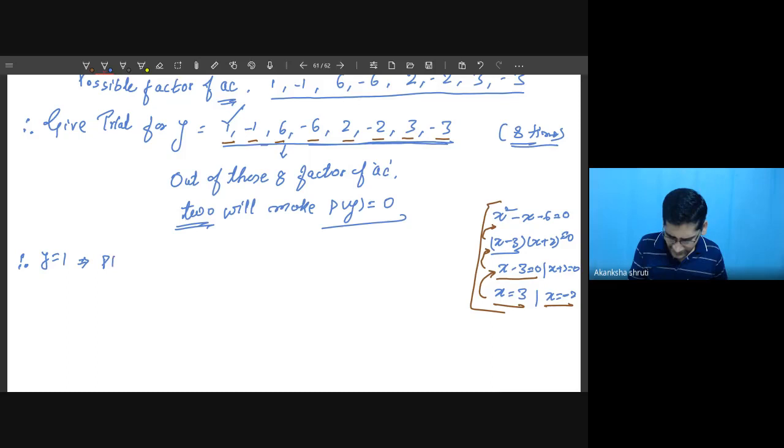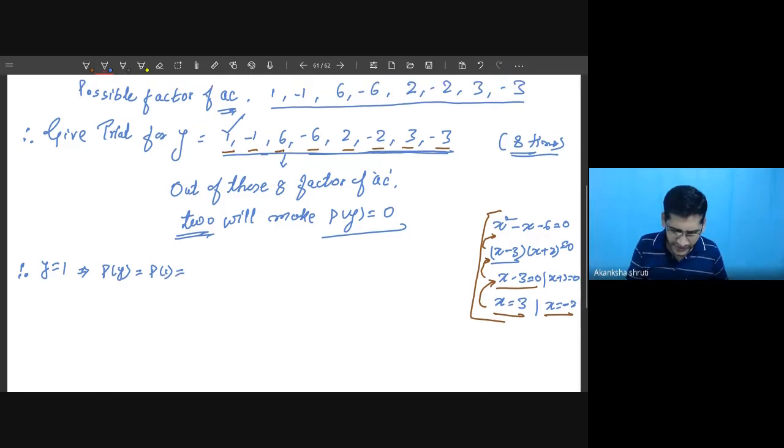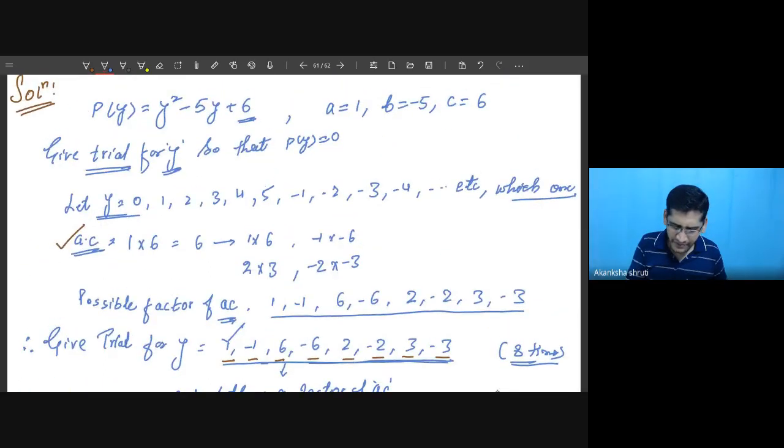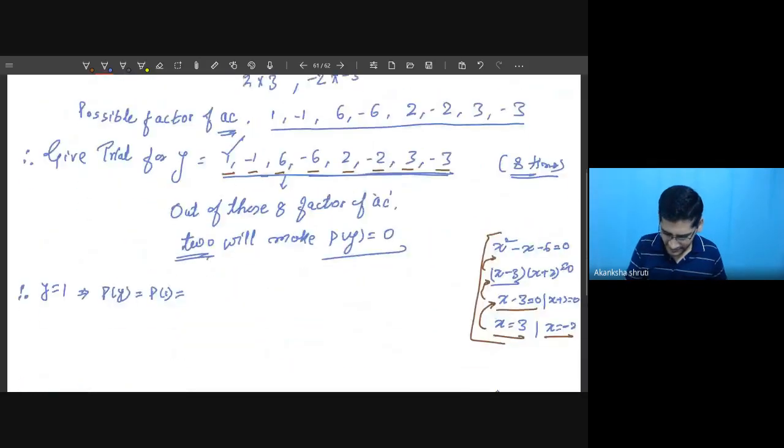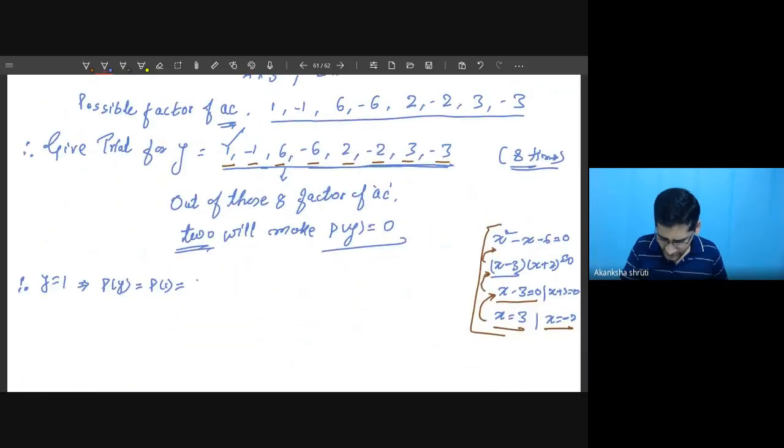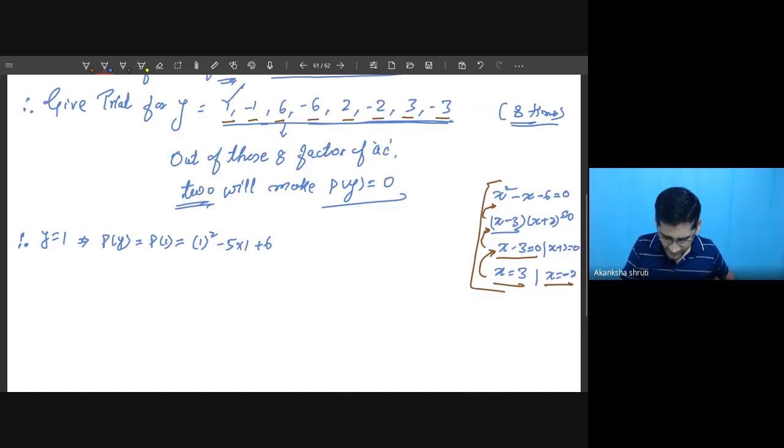What is p(y)? It means p(1) is what we are going to calculate. Substitute. What is our p(y)? p(y) is our y square minus 5y plus 6. So y square means 1 square minus 5 into 1 plus 6. See, student, you have to calculate this: 1 minus 5 plus 6. It is how much? 7 minus 5, it is 2. Is it equal to 0? This is not equal to 0.